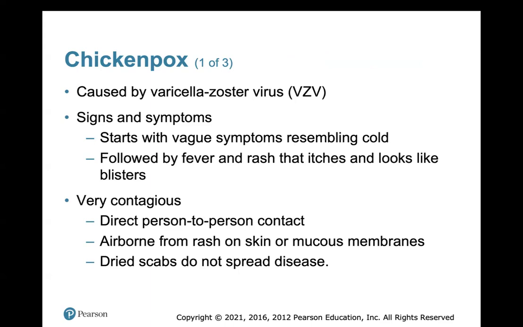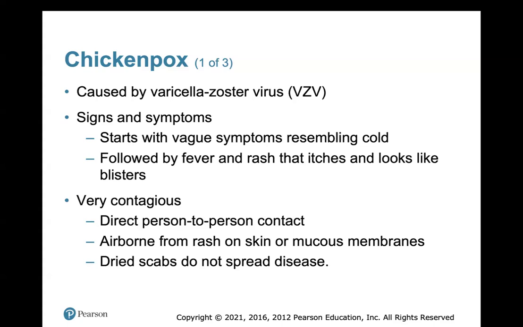So, other diseases you may come in contact with: you have chickenpox. That's caused by the varicella zoster virus, or VZV. Usually it'll start off with cold or flu-like symptoms, and then you'll start getting a fever accompanied with a rash that looks like blisters. It's very contagious. It can be spread from person-to-person contact and airborne contact. The dried scabs from the disease do not spread the disease. By the time it gets to that point, it's already run its course.